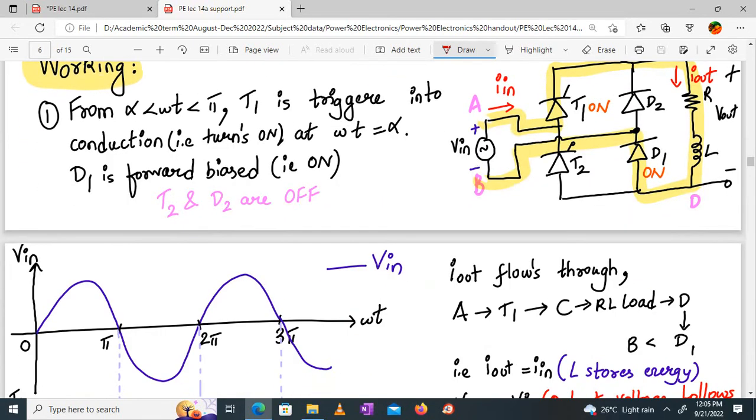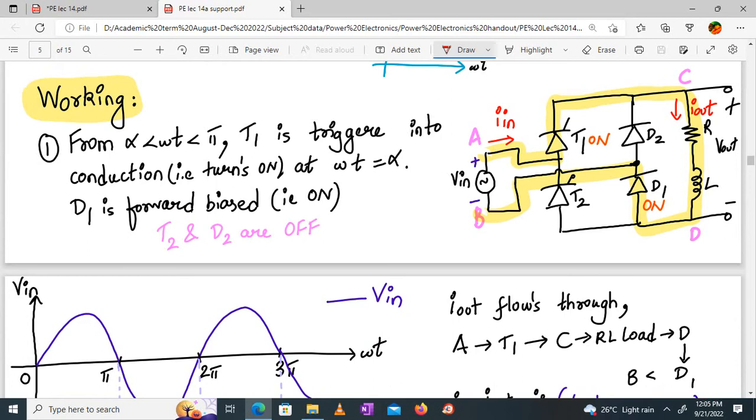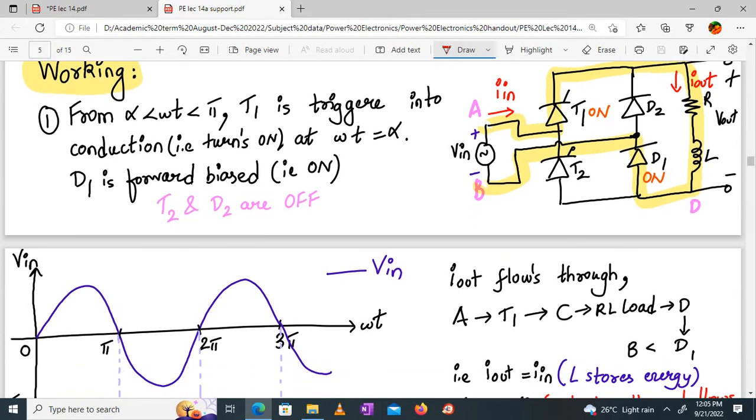Okay, let's start. So always start from pi to alpha in case of continuous. So pi to alpha, what will happen? Same thing. Not so much difference.